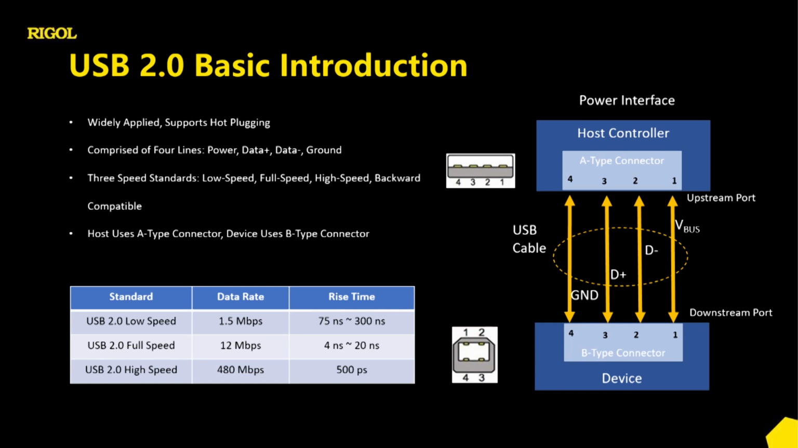USB 2.0 uses a 4-wire system: V-bus, D+, D-, and GND. D+ and D- are differential signal pairs that act as the primary carriers of communication between hosts, hubs, and devices.